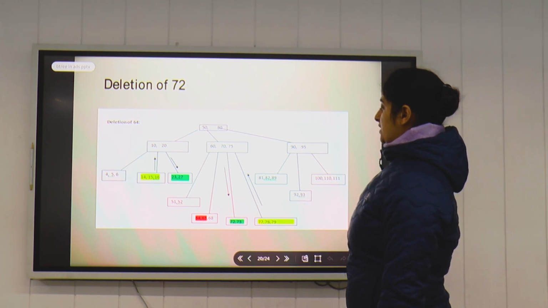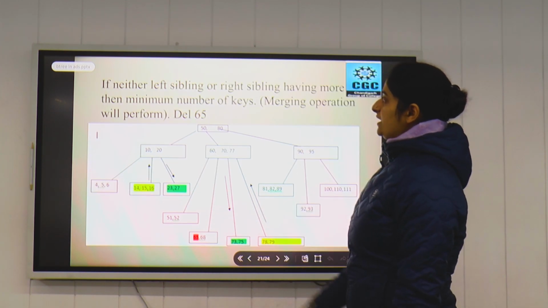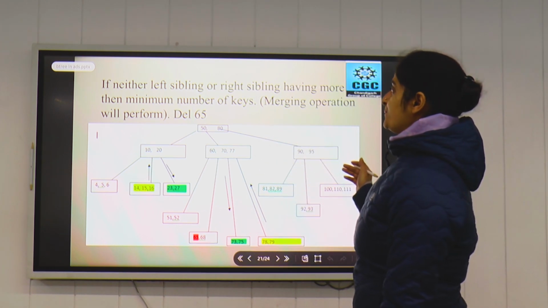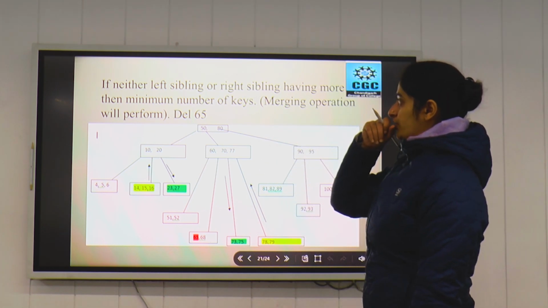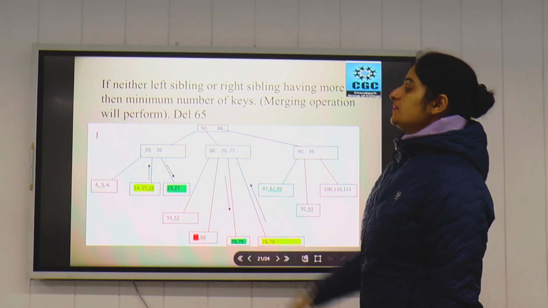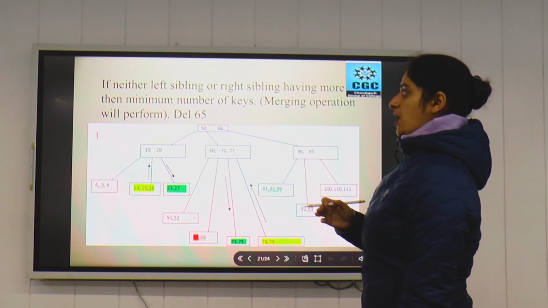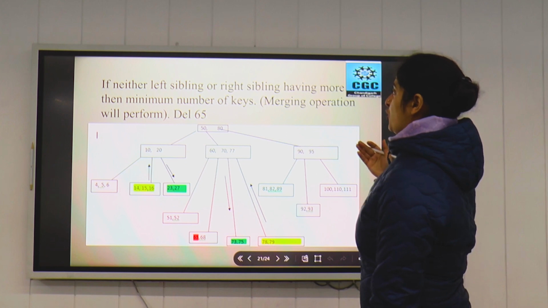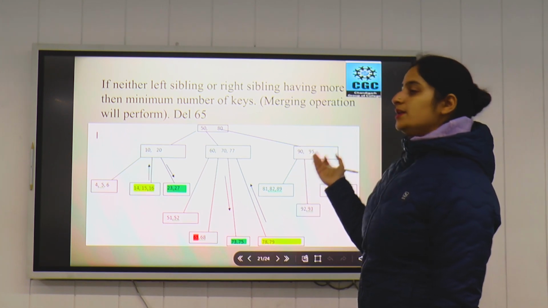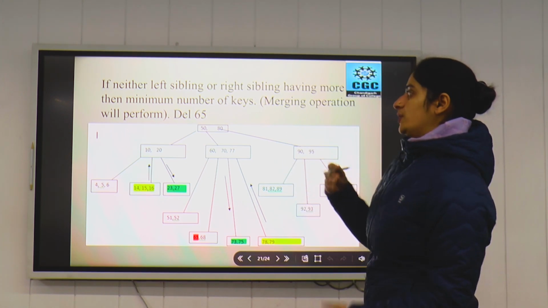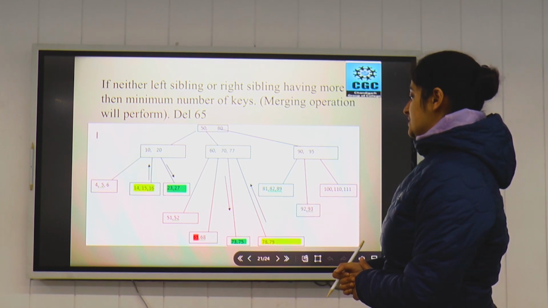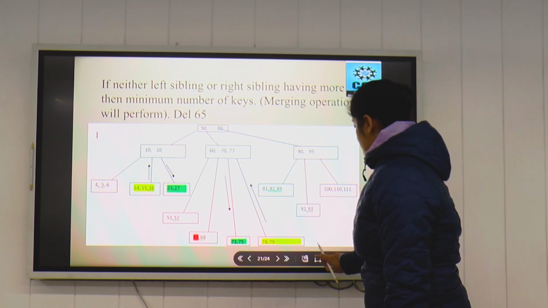Now what comes further? That is the third case. If neither the left sibling nor the right sibling has more than the minimum number of keys, then what is going to happen? What does it mean? Suppose I have such a case.